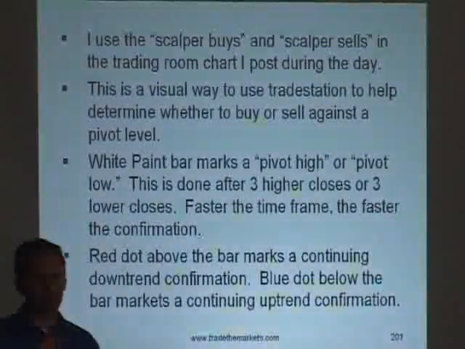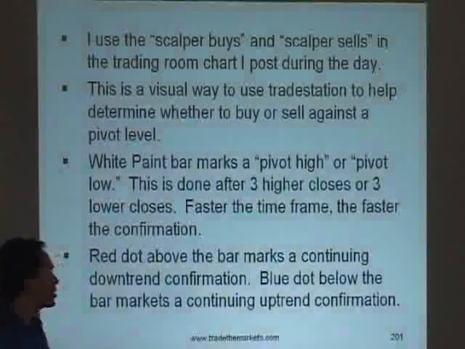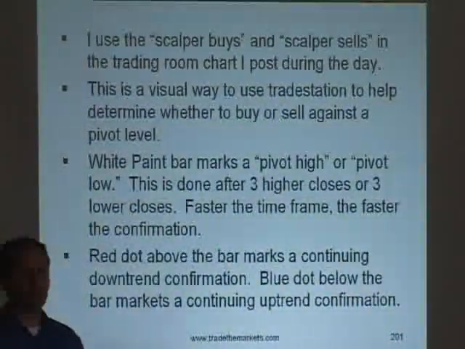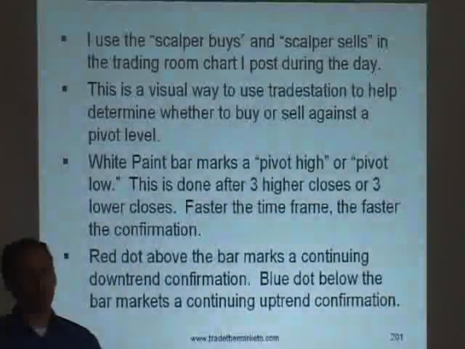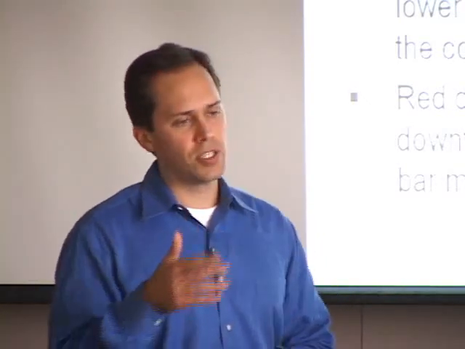How many people here are familiar with the scalper buys and sells? So a few of you, okay. The scalper buys and sells are just a way to mark potential pivot highs or pivot lows in the market. Okay. Now what defines a pivot high or a pivot low? On any time frame, if you can get 3 higher closes in a row, that designates a potential reversal of the trend. And a high percentage of the time, it is a decent reversal of the trend. The market kind of shifts in threes. If you get 3 higher days in a row, generally the 4th day is a down day, and so on.